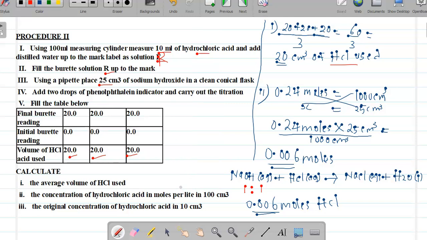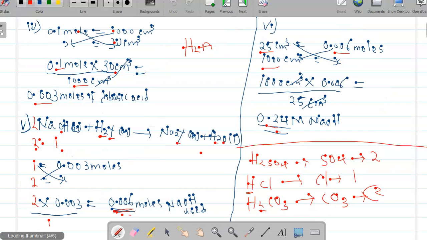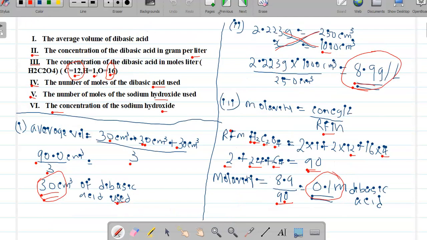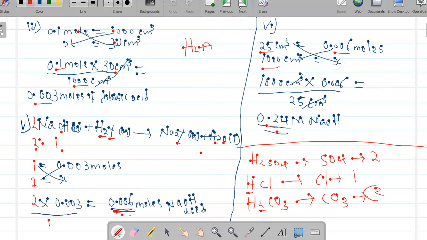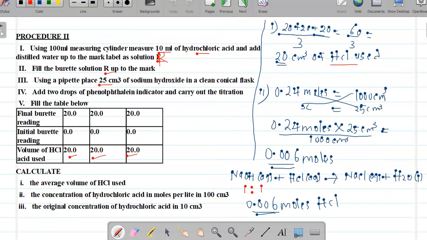First you have to calculate. You have nothing here for hydrochloric acid. If I go back here, the hydrochloric acid in the first procedure, they only give us a plain hydrochloric acid. They have not given any mass. They have not given us any volume. So the only way that you can calculate hydrochloric acid's molarity is by using the other solution that it reacted with, which is sodium hydroxide.